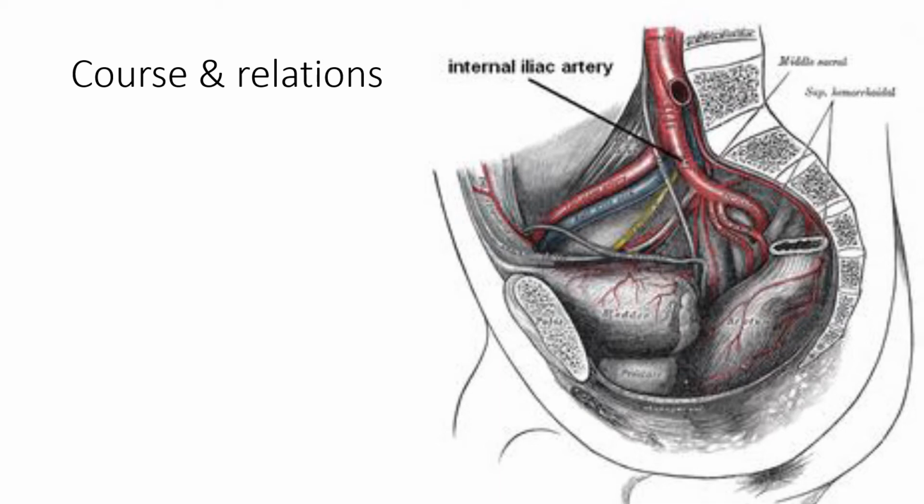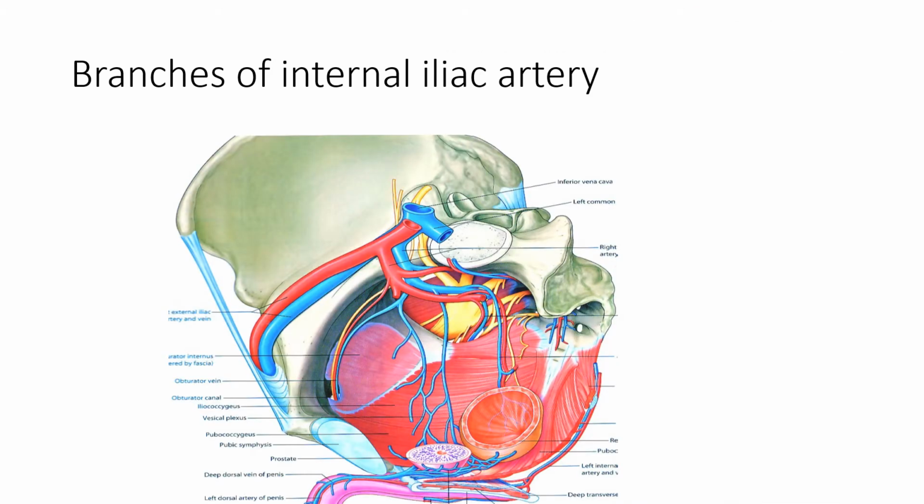Laterally, there are the external iliac vessels and the obturator nerve. And medially, there is the peritoneum and a few tributaries of the internal iliac vein. So these are the course and relations of the internal iliac artery. Now branches. The branches of the internal iliac artery are divided into the anterior division and posterior division. So these are the terminal parts of the anterior and posterior divisions of the internal iliac artery.